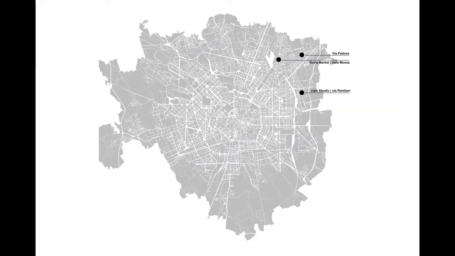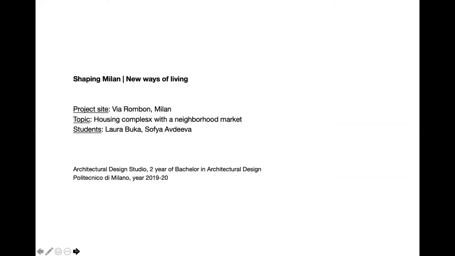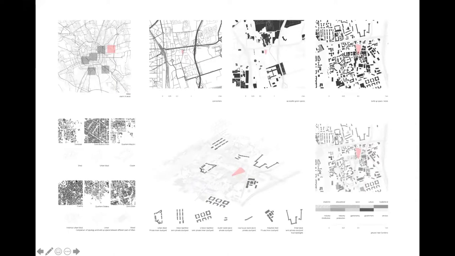In this case, the sites were all located on the east, just outside of, let's say, the main circle that defines the center of Milan, in what we call the periphery. It's not a periphery, but it's not strictly related to the city center. So I'm showing some results, as my colleague also did, from students who worked on two different sites. I start with this first site, which is Via Rombone, close to the railway station of Valmbrate. The name is not so important, but it's probably more interesting to see the process.